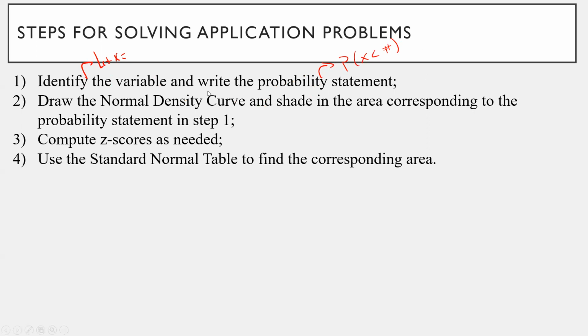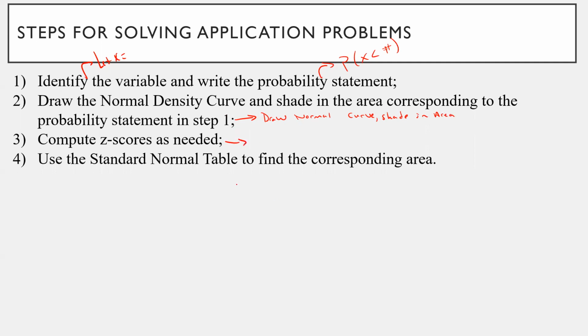Then you're going to draw the normal density curve and shade in the area corresponding to the probability statement in step 1. So this part here is just draw the normal curve and shade in the area you're looking for. And we're going to get some practice with that.